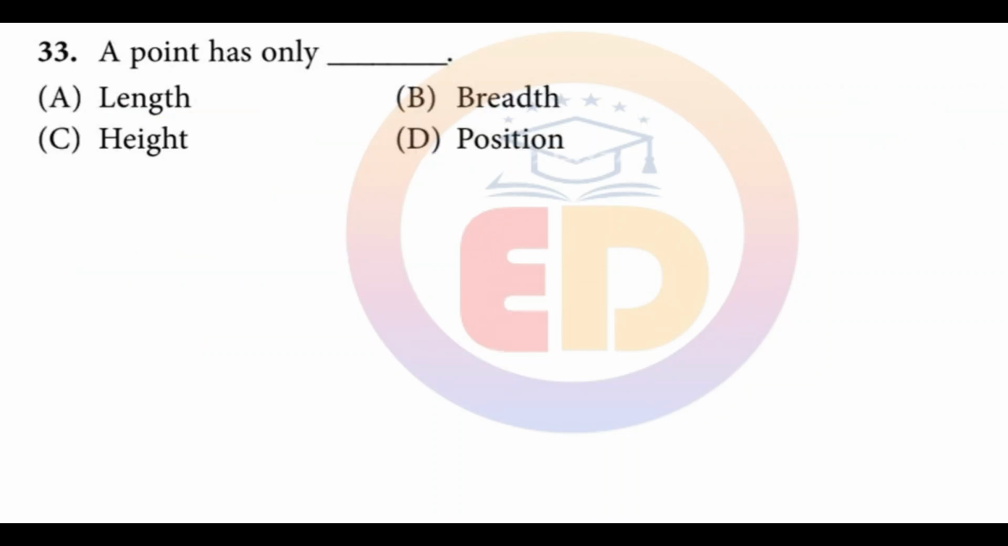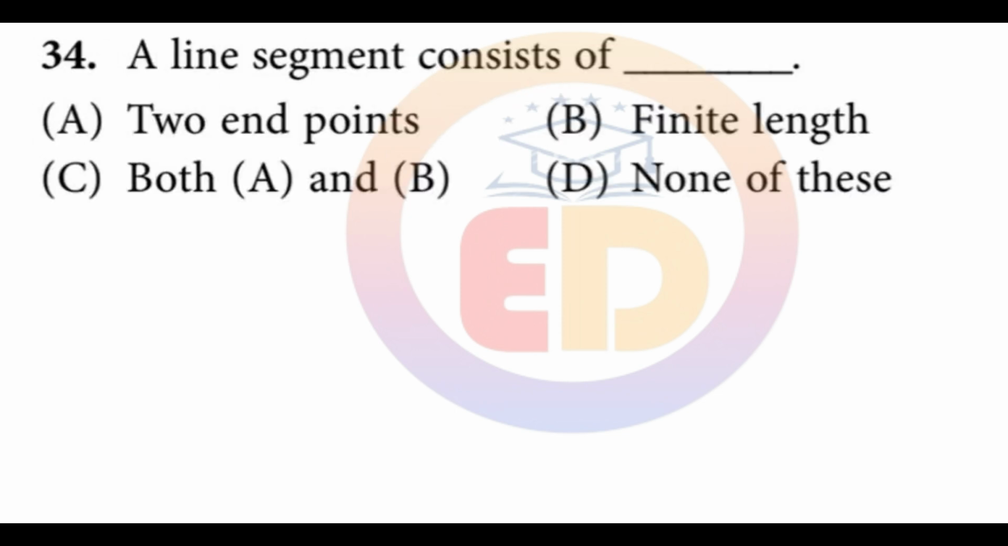A point has only, now we know a point is a mark of position. It has no length, no breadth, no height, it has only a position represented by a dot. Answer is option D. A line segment consists of, we know that a line segment has a fixed length, it has two end points, it is finite, meaning fixed length. Answer is option number C.